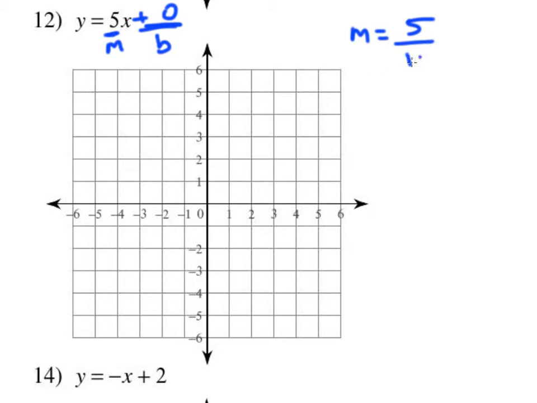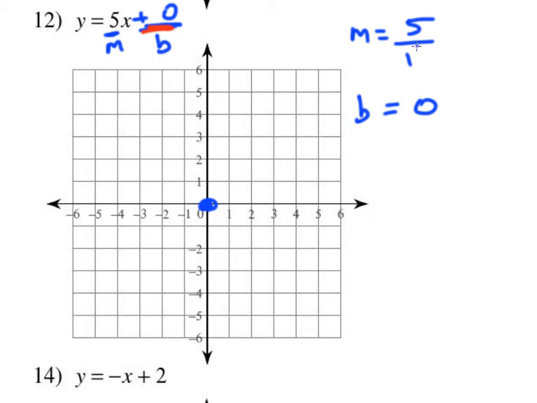You can write that as 5 over 1 if you want. I think it's more helpful to do that. B, our y-intercept is 0. That's helpful to remember. So, again, where do we start? We begin with this 0. We put a 0 on the y-axis right here, and then we're going to move. How does our move work?